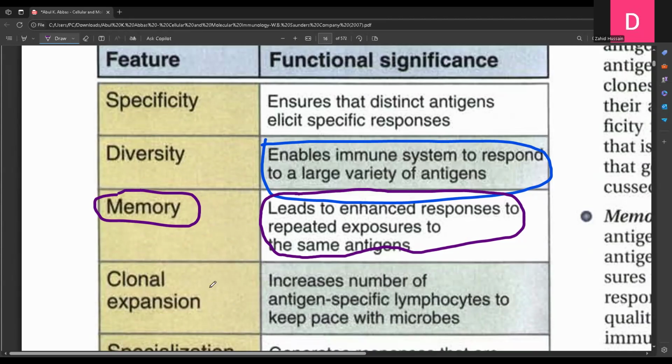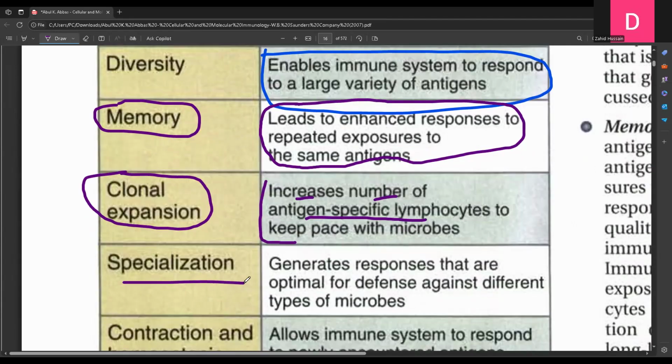Clonal expansion increases the number of antigen-specific lymphocytes to keep pace with the microbe. This means that if there are more pathogens, then more B cells will be produced and more antibodies will be produced. So it increases the number of antigen-specific lymphocytes to keep pace with microbes. Then specialization: it generates responses that are optimal for defense against different types of microbes.